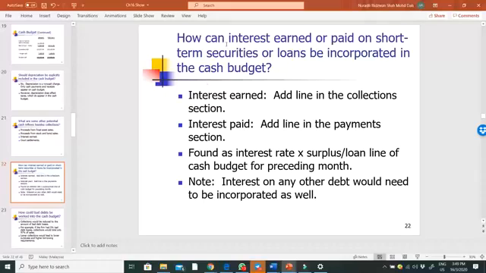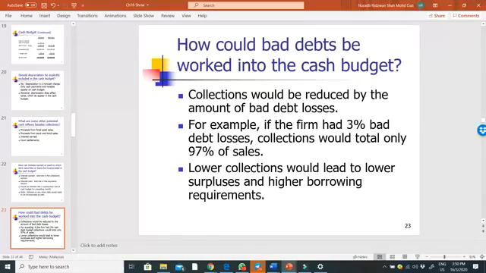Okay, how can interest earned or paid on short-term securities or loans be incorporated in the cash budget? Interest earned is outlined in the collection section. Interest paid is outlined in the payment section. Okay, found as interest rate times the surplus or loan line of the cash budget for the preceding month. Interest on other debt would need to be incorporated as well.